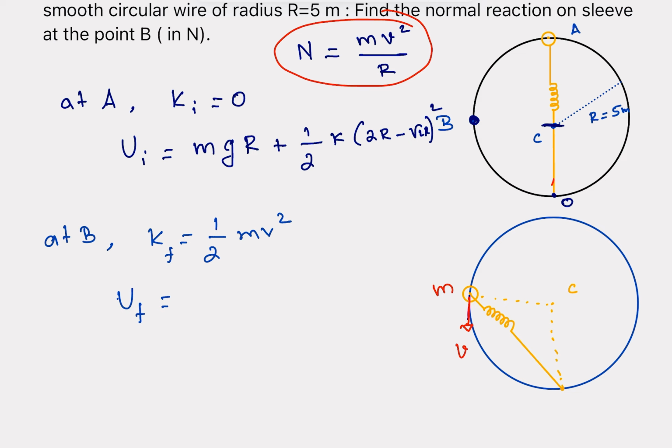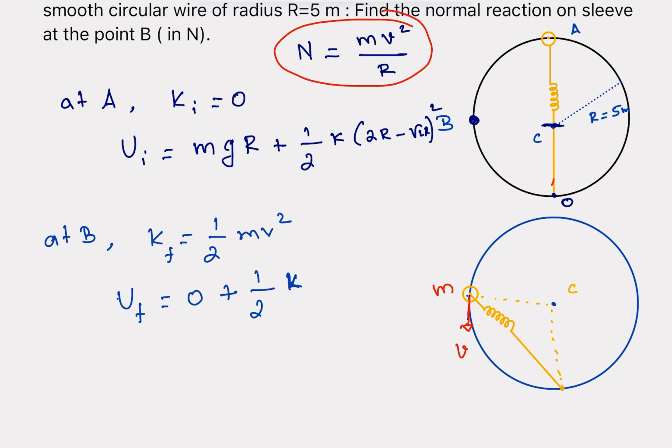Again, there will be two potential energies. One is gravitational potential energy and the other is spring. I took C previously as a center, like the origin, so it's at the same level. So what is the height here? 0. If height is 0, the gravitational potential energy is 0. That is point number 1. Point number 2 is the spring potential energy, that is 1 by 2 k expansion square.